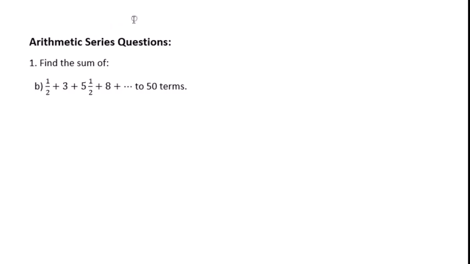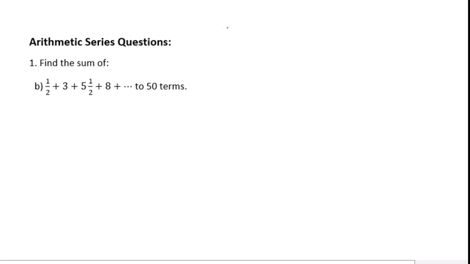Today's lesson is about practice for arithmetic series. Number 1, find the sum of. This is the series given. You have to decide what kind of series. Is it arithmetic, geometric, or other special series?